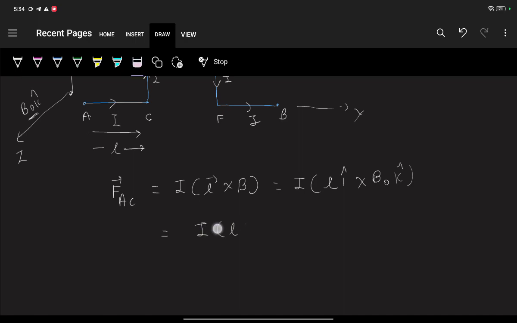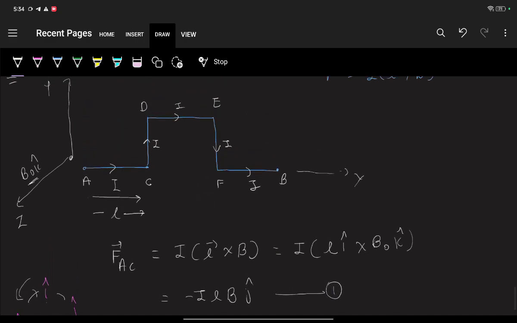So if you take this L cross B, remember I told you this i cap, j cap, k cap thing, like the cyclic rule. So what is i cap cross k cap? It is minus j cap. So it will be simply minus ILB j cap. So that means F_AC is this much.